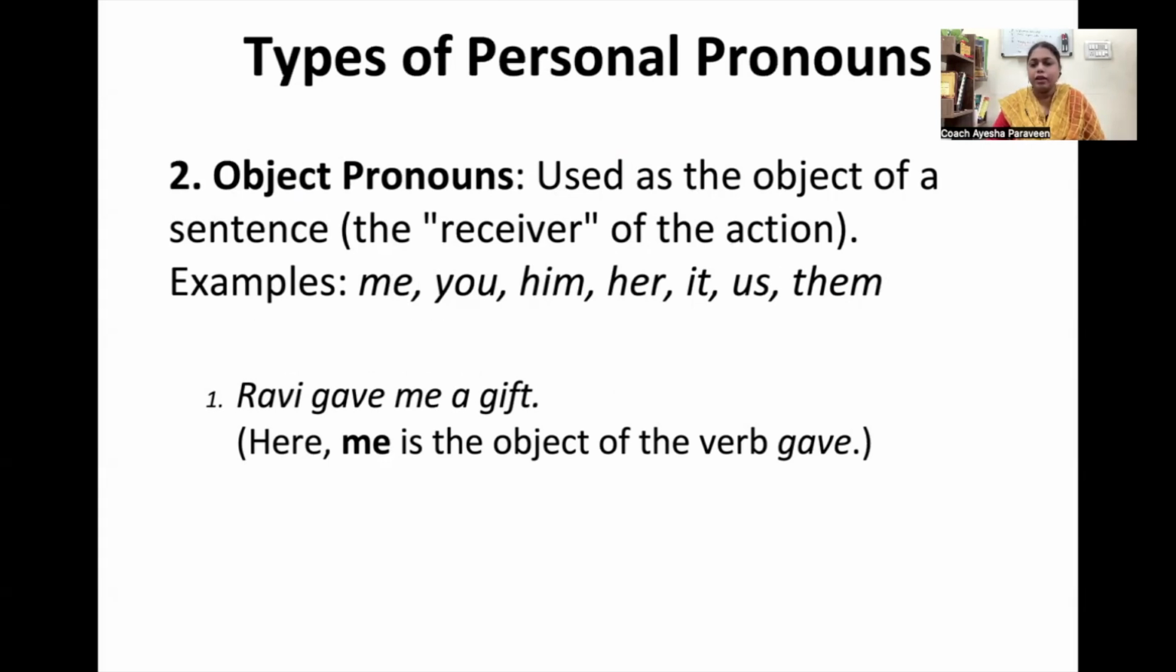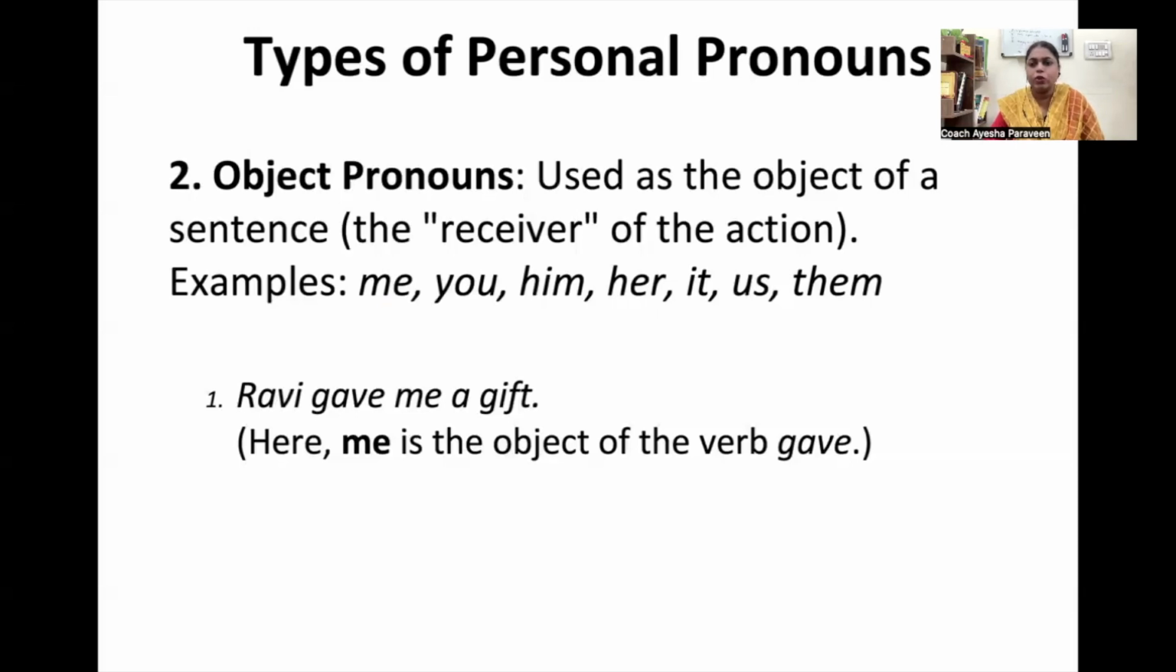Ravi gave me a gift. Here, me is an objective pronoun because Ravi is the doer of the action and me is the receiver of the action. So the receiver of the action is the object, okay? And the word that replaces the object is an objective pronoun. Here, me is an objective pronoun because me is the object of the verb give.